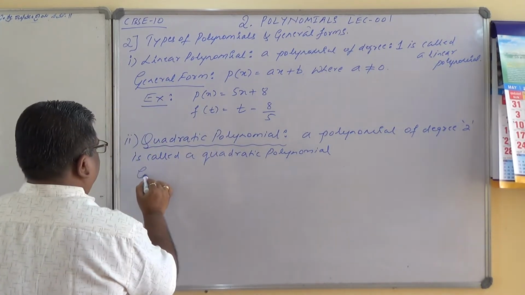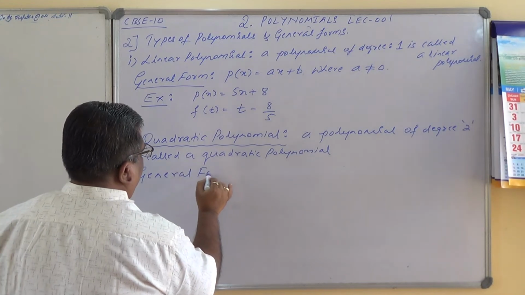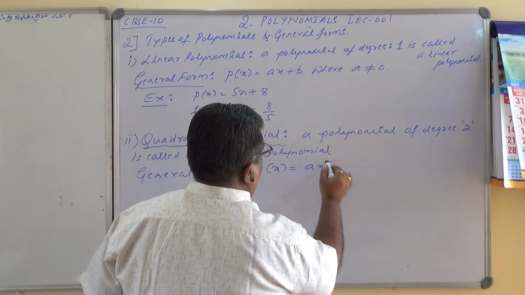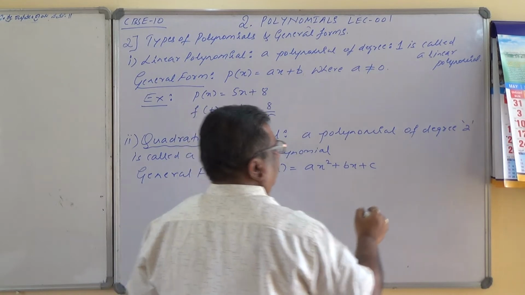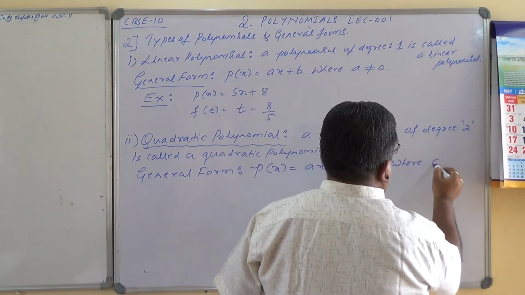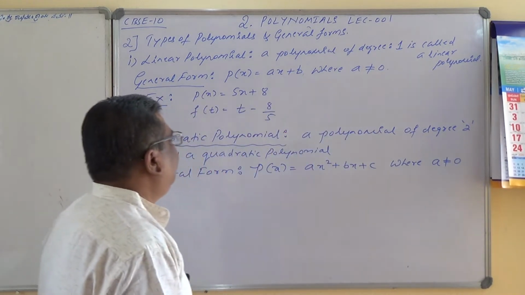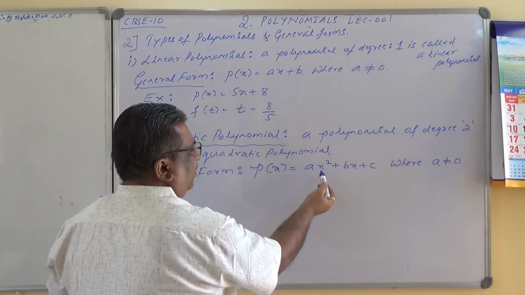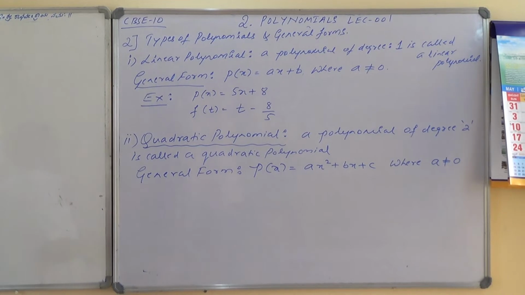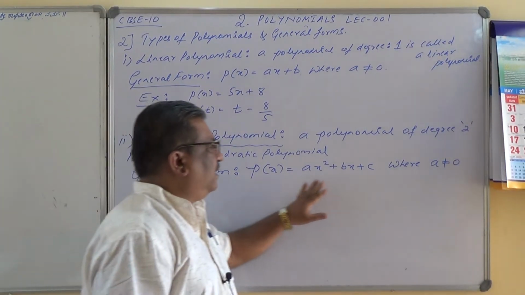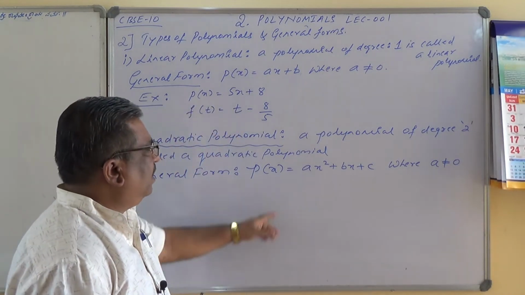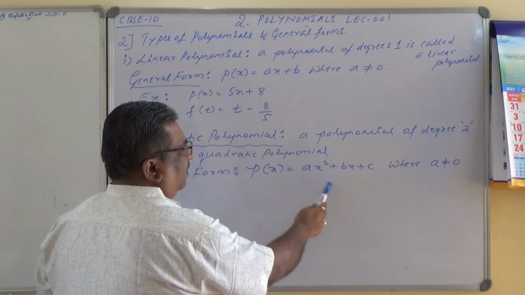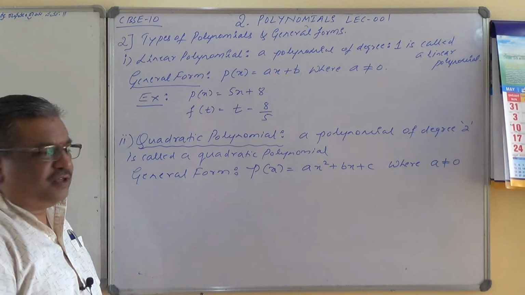General form: P of x equals ax square plus bx plus c, where a should not be equal to 0. Here ax square, bx and c, these are the three terms. a is the coefficient of x square, b is the coefficient of x and c is the constant term. Remember, ax square, bx and c are the three terms over here.